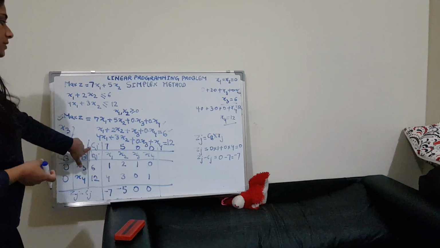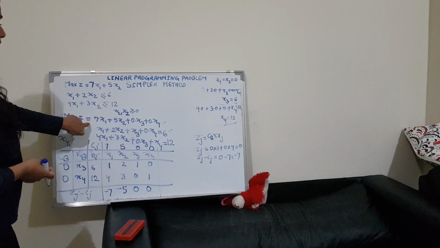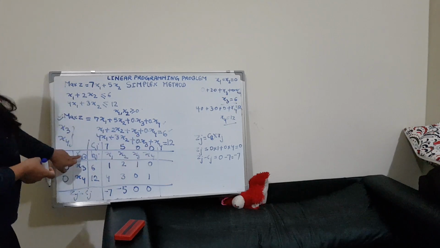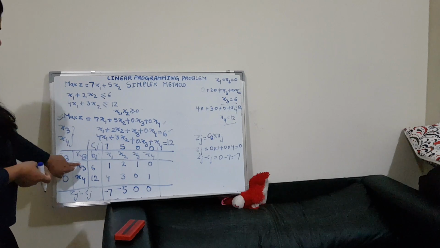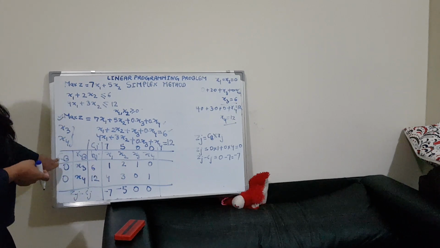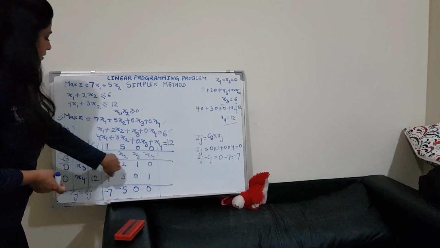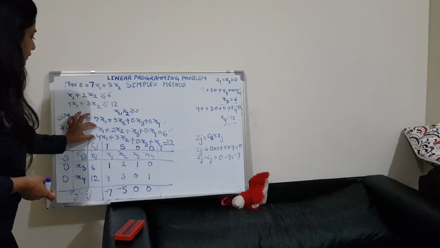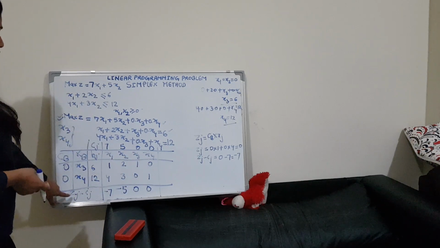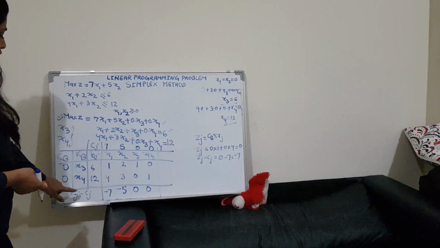Cj are the coefficients. From the first equation, maximize z, we will write all coefficients of x1, x2, x3 and x4. Xb is the slack variables. Bj is the value of slack variables. Cb is the coefficient of slack variables, and for x1, x2, x3, x4 we will write coefficients from these two equations. Then we will calculate Zj minus Cj. So I am repeating this process again.